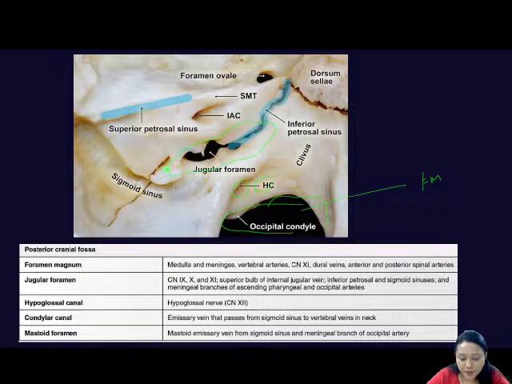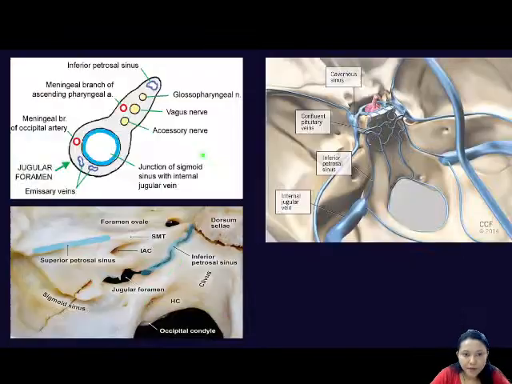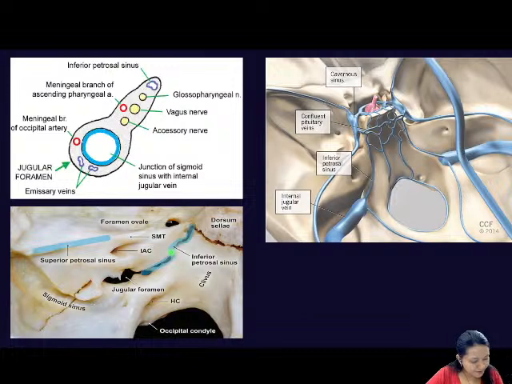So this jugular foramen is again divided into three parts. What are those parts? If you look at the medial aspect, you can see a sinus here, and this sinus is your inferior petrosal sinus, on the medial most part.